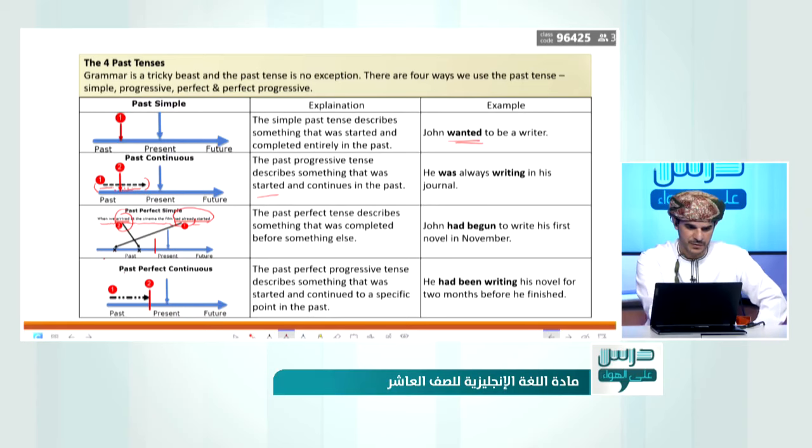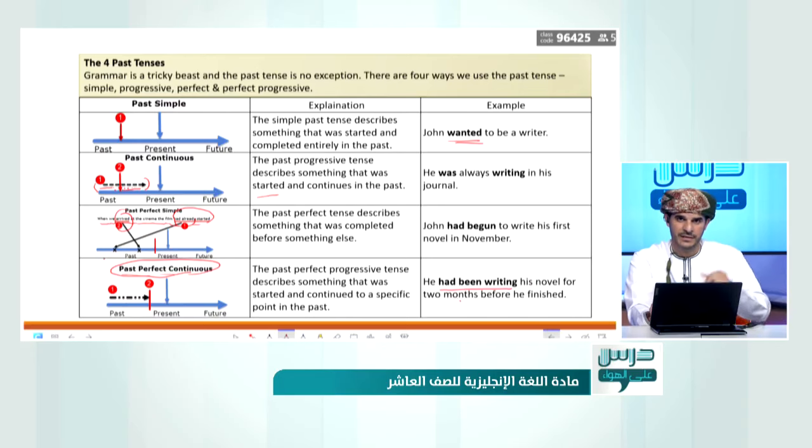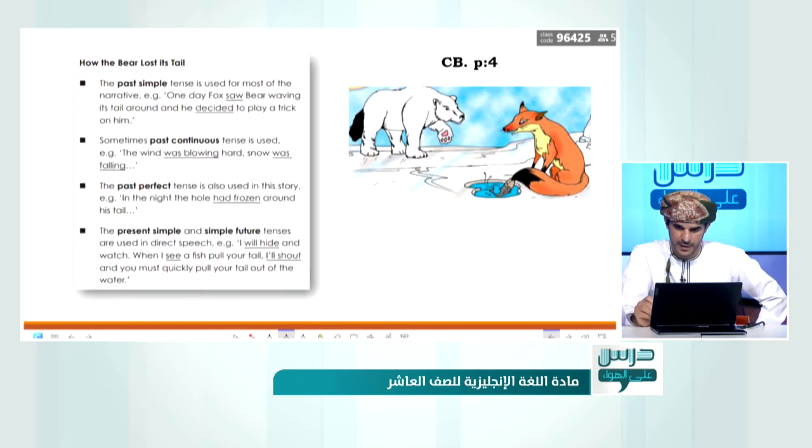Okay, past perfect continuous, you don't have to study it, but it's good to know it. The past perfect continuous tense describes something that was started and continued to a specific point in the past, similar to past continuous. But here, he had been writing his novel for 2 months before he finished. Okay, so specific time, whereas past continuous, no specifications here. Okay, let's continue our lesson.